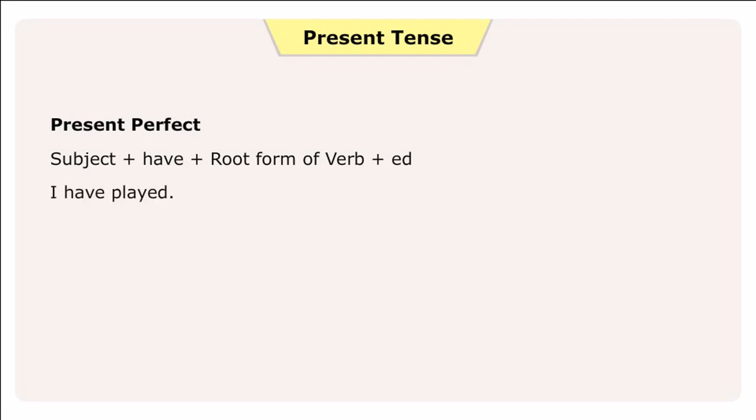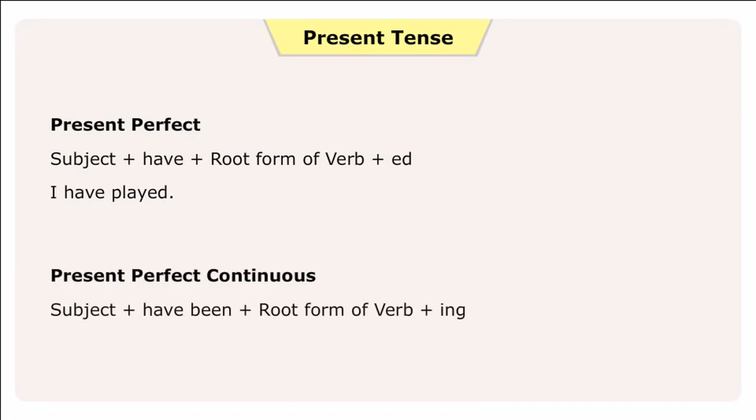I have played. Present perfect continuous. Subject plus have been plus root form of verb plus ing. I have been playing.